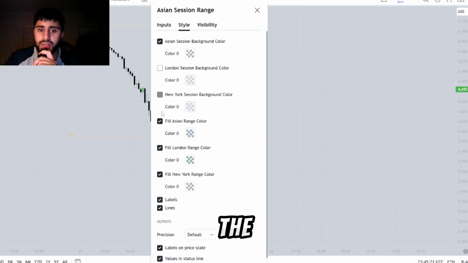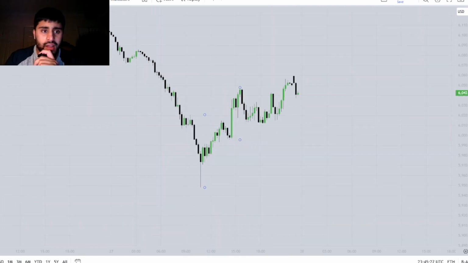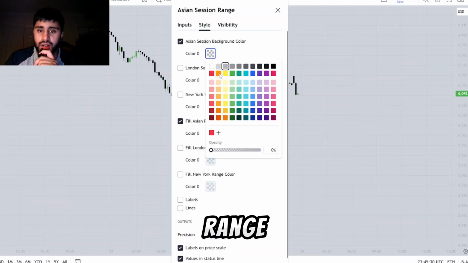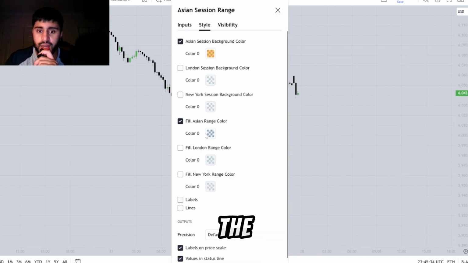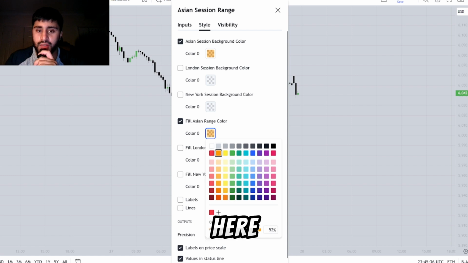You only want to look at the London and Asian session. You don't want to look at any other sessions. No labels, no lines. This is the basic setting for the Asian range. If we just get this up again, the Asian range color is going to be orange. So this is, of course, the Asian range here in orange.